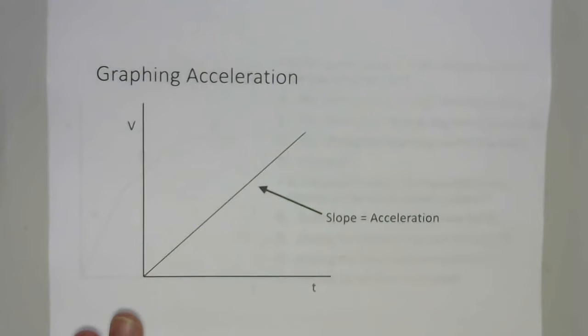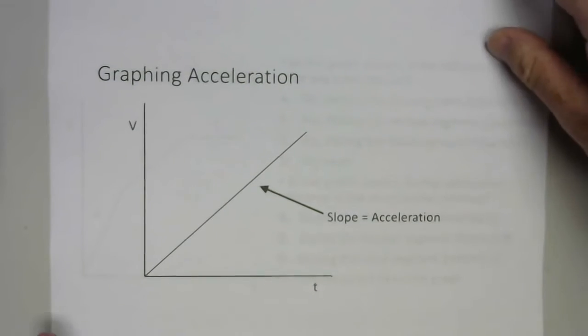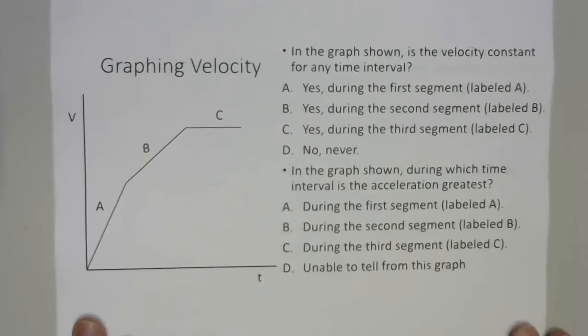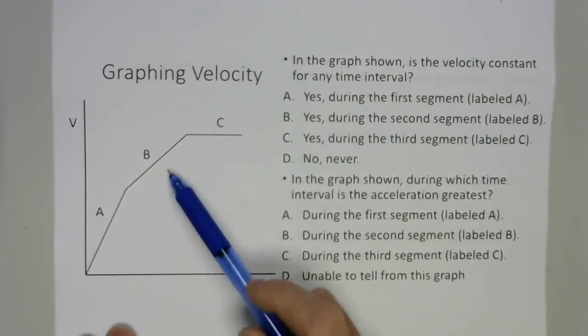Now, if we do the same type of thing with acceleration, we plot velocity on the y-axis, time on the x-axis. The slope of that line is the acceleration. That is, how much speed am I picking up, or if I'm slowing down, how fast am I slowing down? Now let's look at an example graph of that. We've got segments A, B, and C.